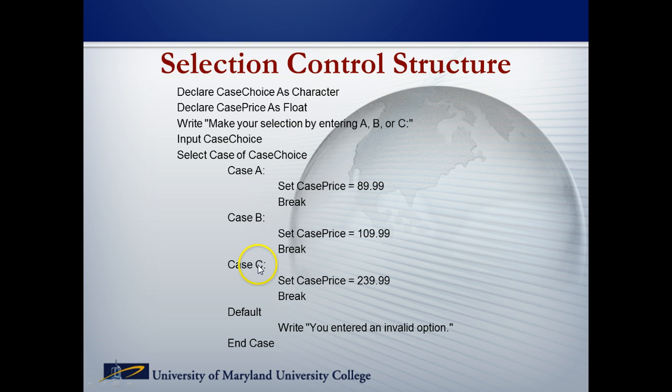And same thing for a case value of C, it is going to set the case price to 239.99 and break. Or if the user entered some other value besides A, B, or C, it is going to say you entered an invalid option. And then every case statement has to have an ending statement saying end case. And we'll talk about those a little bit more later on.